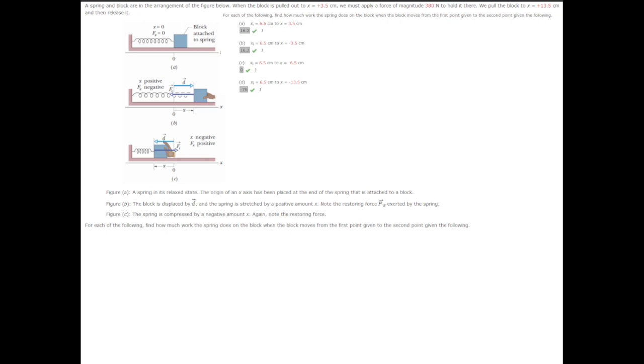So, back to what we are given. What we have is the x initial, or I guess the x that the block is held at, for how much it takes to hold it there while the spring is trying to act against it, is going to be x equals 3.5 centimeters. And you know what, just for the sake of it, we're just going to convert everything to meters right off the bat. So it's going to be 0.035 meters. And that is at a force magnitude of 380 newtons.